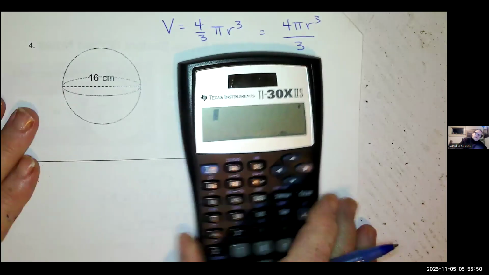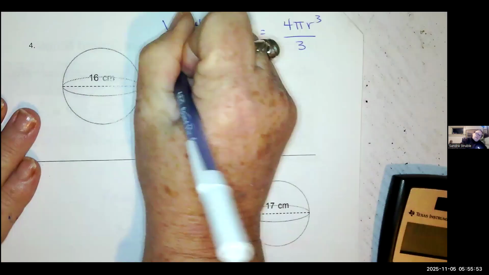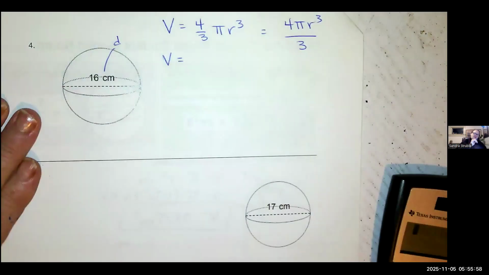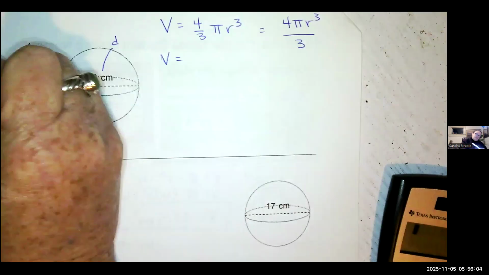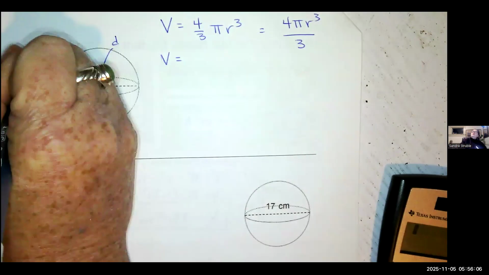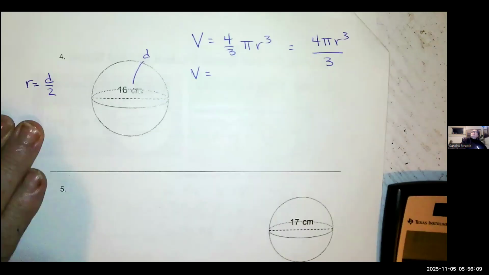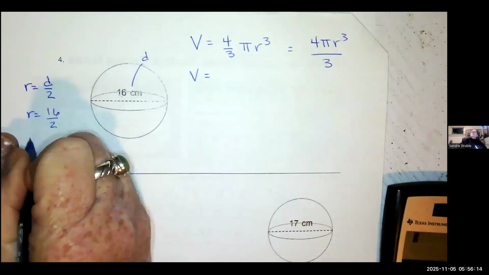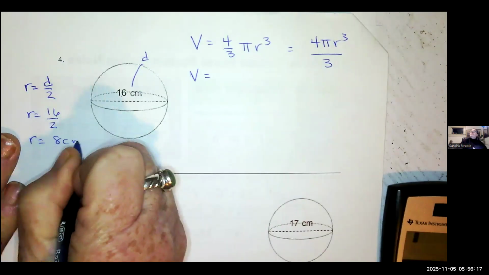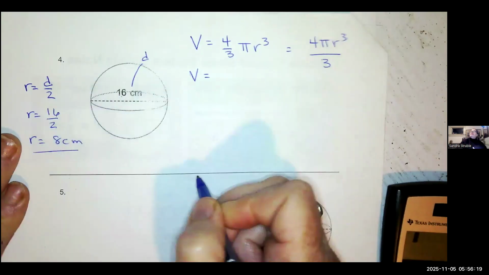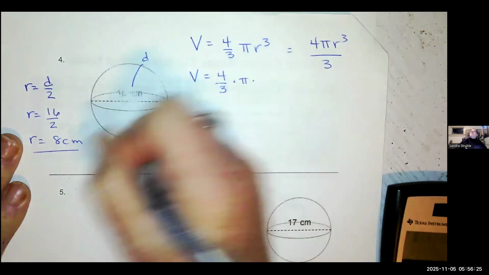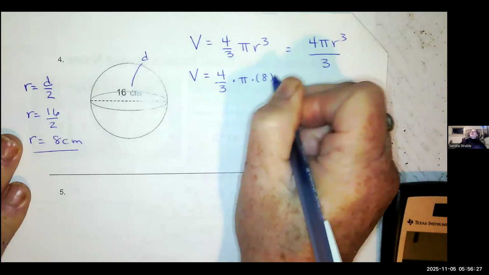Now, we don't have our radius. We've got a diameter. We don't want a diameter. We want the radius, and the radius is half the diameter. So diameter divided by 2. So our radius is 16 divided by 2, which is 8 centimeters. Okay, now we can find the volume. Want to use 4/3 times pi times 8, and we want that cubed. All right, I'll show you the other way as well here in just a moment.